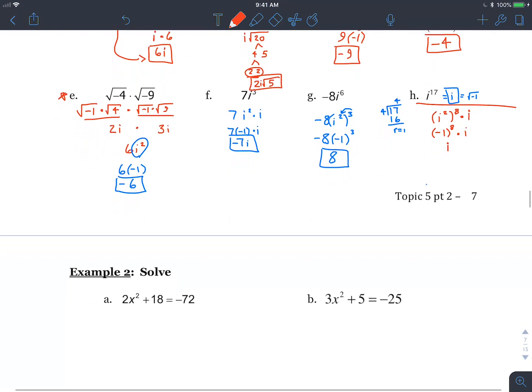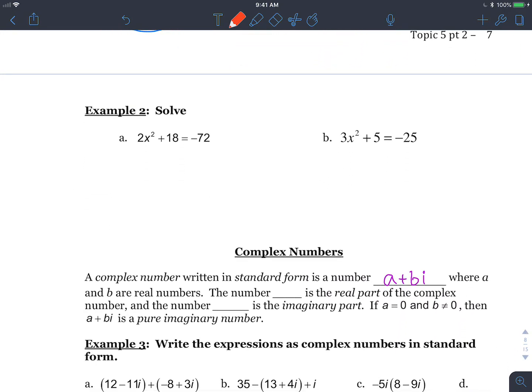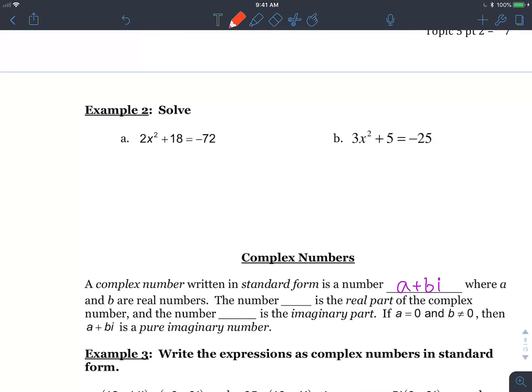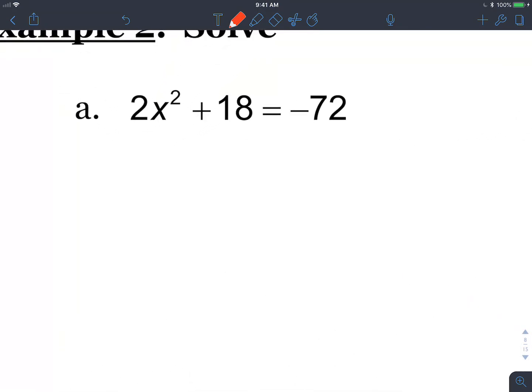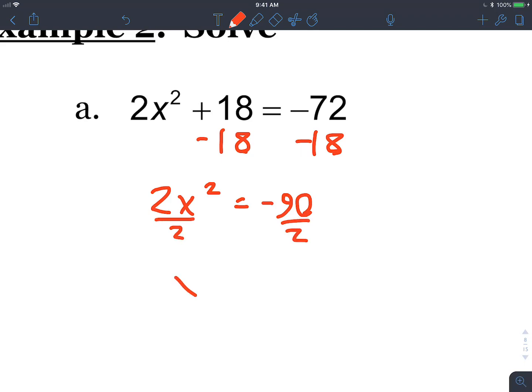So now that we've talked about I a little bit, we're going to talk about how to solve a quadratic dealing with I. Like right here, we got this one. One way we can solve quadratic equations, especially if we only have x squared, is we can isolate that x squared. So we're going to subtract over this 18. It's going to leave us with 2x squared equals negative 90. And then from there, divide by 2. So that'd be x squared is equal to -45.